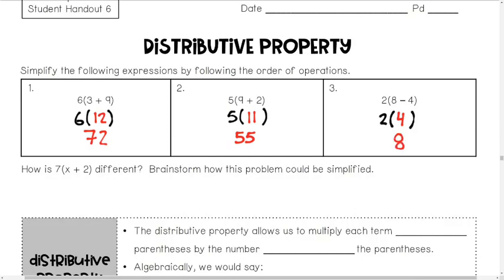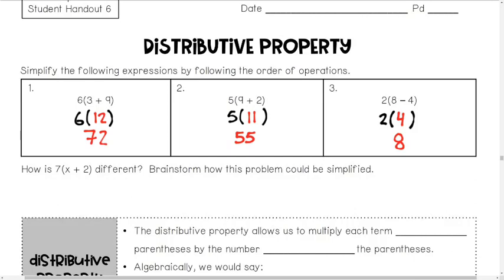So take a minute and see, how is 7x plus 2 in parentheses different? Brainstorm how this problem could be simplified. So take a minute, pause the video, and try this one and see if you can figure out something about how that one may be different and how you might approach it.